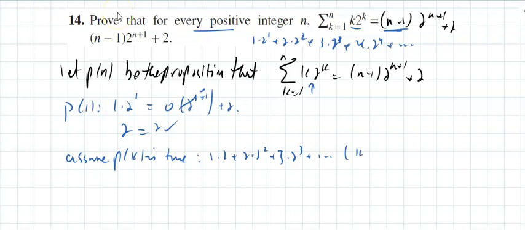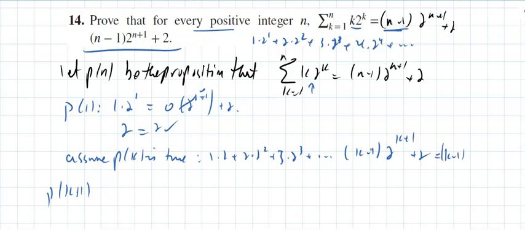This equals k minus 1, 2 to the k plus 1 plus 2. Now for p of k plus 1, you're going to list those one more time. Oh, that should equal k minus 1 times 2 to the k plus 1 plus 2.